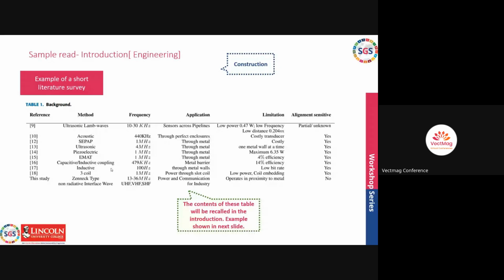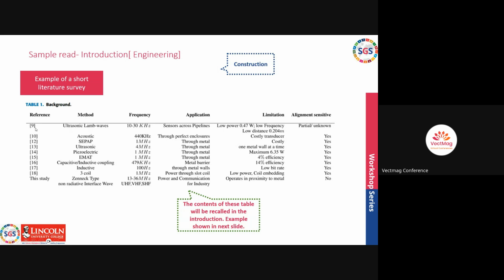They will identify the major parts: method, frequency, application, limitation, alignment. Those are various things which are specific to their particular paper. For example, this is a wireless power transfer paper, so there is a problem of alignment in wireless power transfer systems. That's why alignment sensitivity is a specific parameter. Then there are limitation, and application and frequency, which are specific parameters. And then method. Method is, of course, a method.